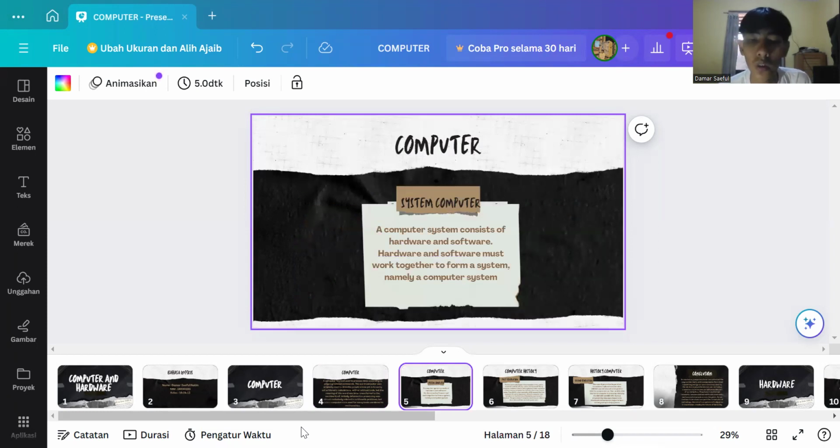Computer system. A computer system consists of hardware and software. Hardware and software must work together to form a system, namely a computer system.